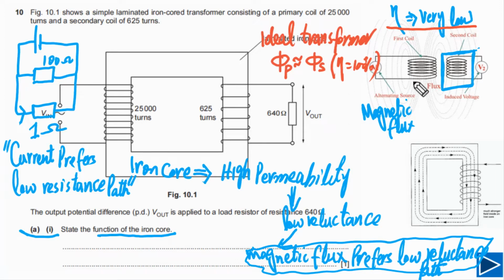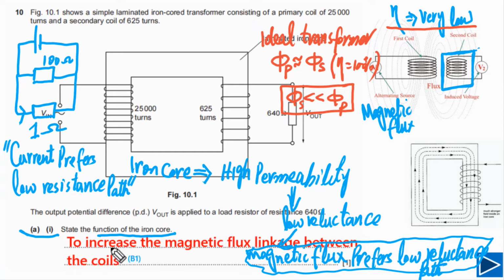But if we don't use an iron core, then the flux in the primary coil and the flux in the secondary coil will not be the same. The flux in the secondary coil will be very, very low compared to the flux in the primary coil. So the efficiency of the transformer will be very low. That's the reason we have to use iron core to increase the magnetic flux linkage between the coils. So this is the main purpose of using iron core: to increase the magnetic flux linkage between the coils, or you can say magnetic flux between the coils. Now let me show you how you can write down the answer. The purpose of iron core is to increase the magnetic flux linkage between the coils.